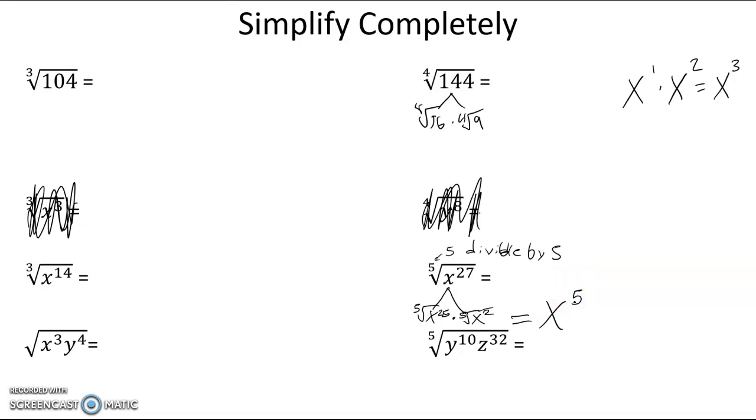to the 5th. And then right here, the 5th root of x squared. I can't break that down any further. I can't do anything more with that, so I'm just left with the 5th root of x squared. That is it right there, okay?